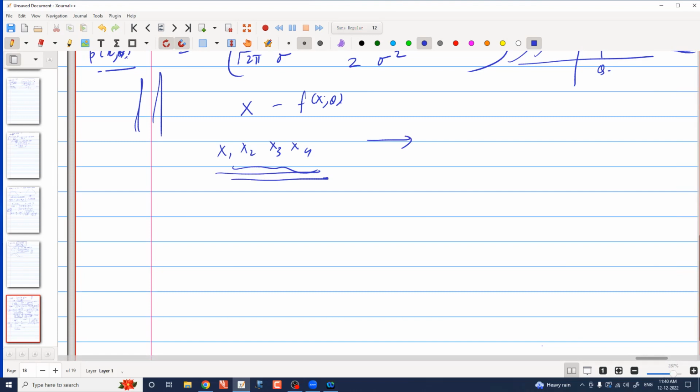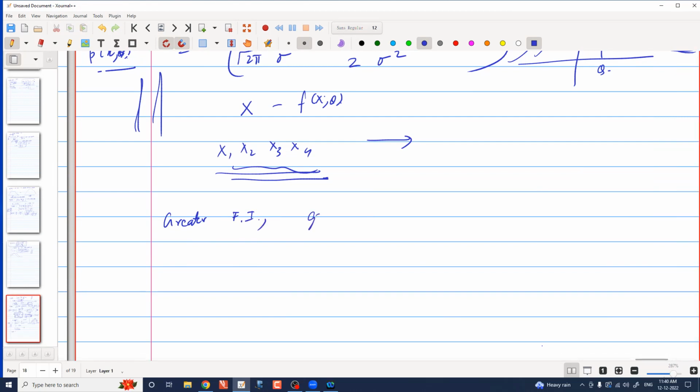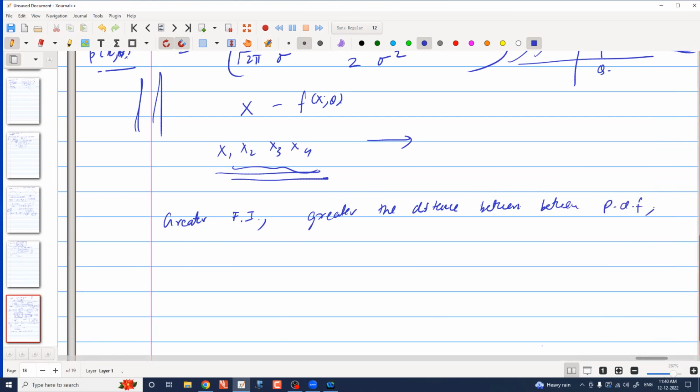So we can just summarize it that, greater my Fisher information, greater is the distance between two nearby probability distributions, which helps me distinguish them. Intuitively, that means that it's more sensitive to the parameter being measured.